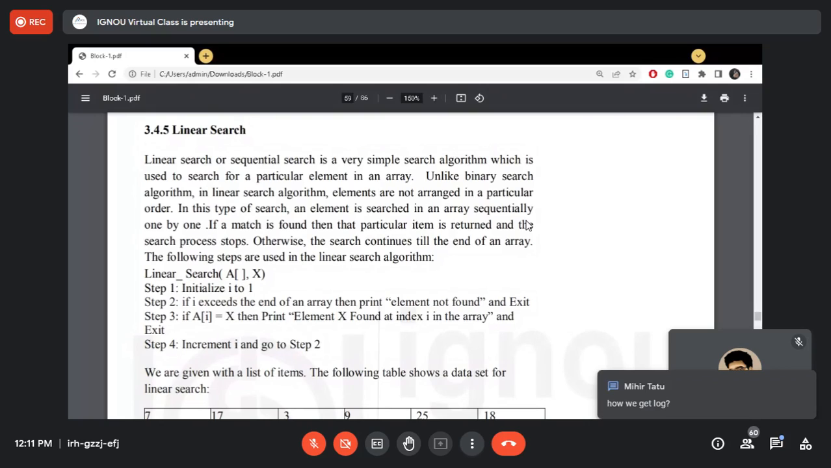Let's proceed to the next topic, that is linear search or sequential search. So let's start with this question: what do you mean by a linear search?